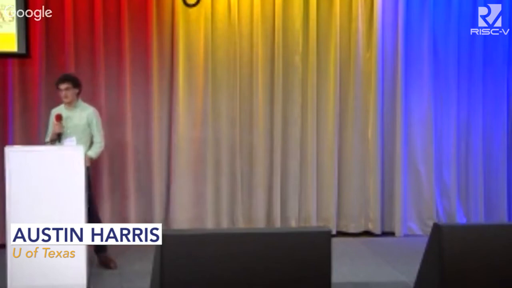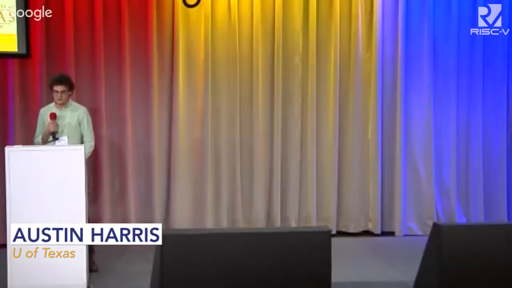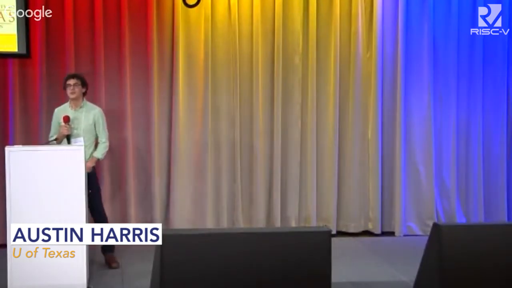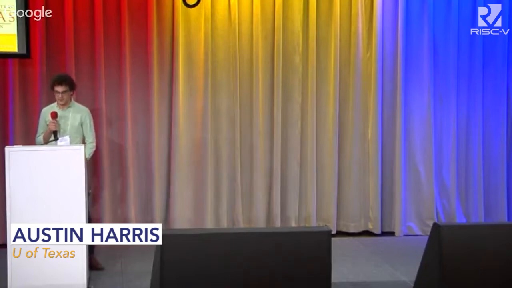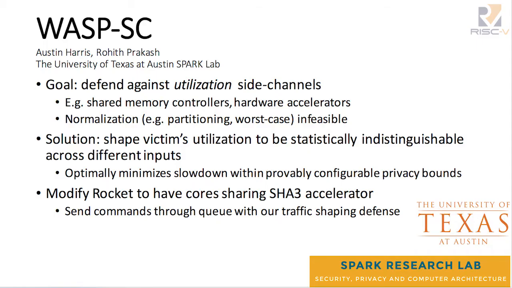We're able to do this by optimally minimizing the slowdown within a user-provided privacy parameter. We do a prototype of this in the Rocket core by having a SHA accelerator with multiple cores sharing it, sending commands through our queue that shapes the traffic.